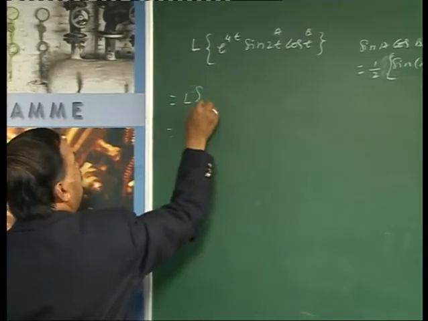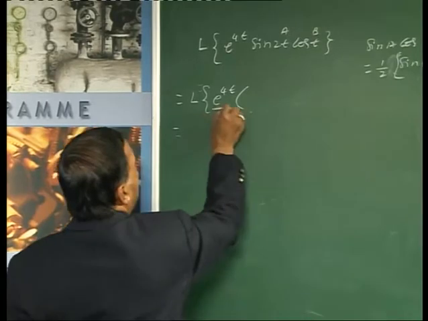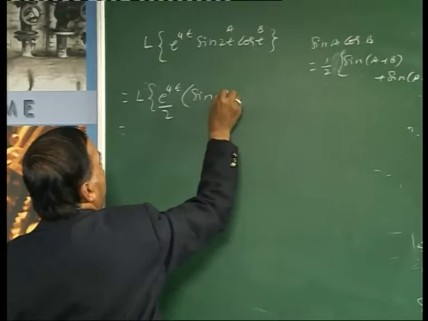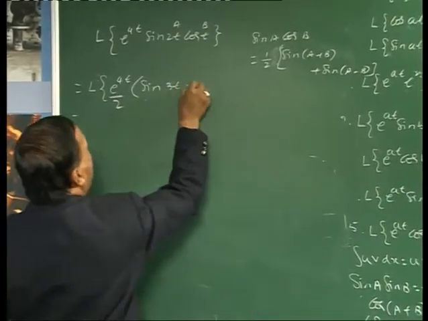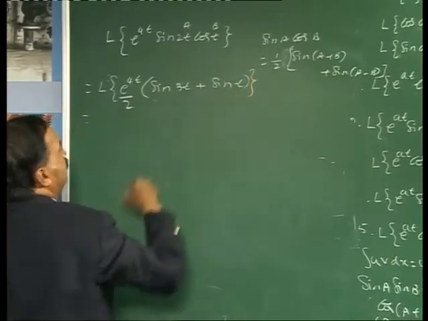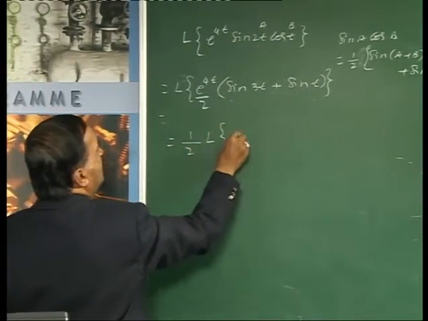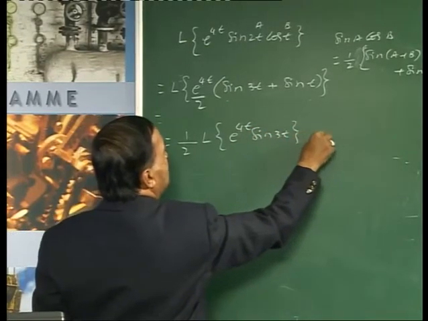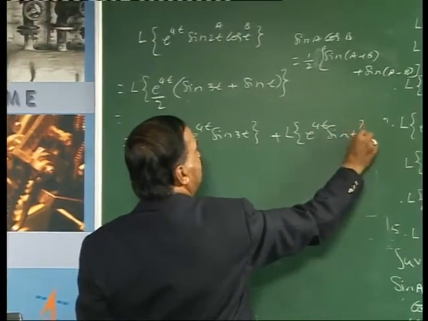Use that formula here. That is equal to L of e to the power of 4t into 1 by 2 into sin of a plus b, that means sin 3t, plus sin of a minus b, that means sin of 2t minus t, that means t. That is equal to 1 by 2 into L of e to the power of 4t into sin 3t plus L of e to the power of 4t into sin t.